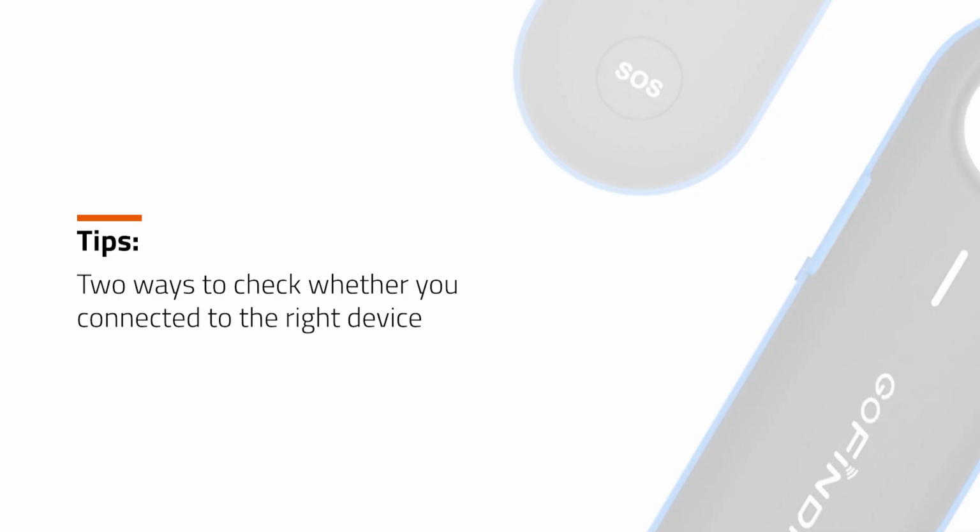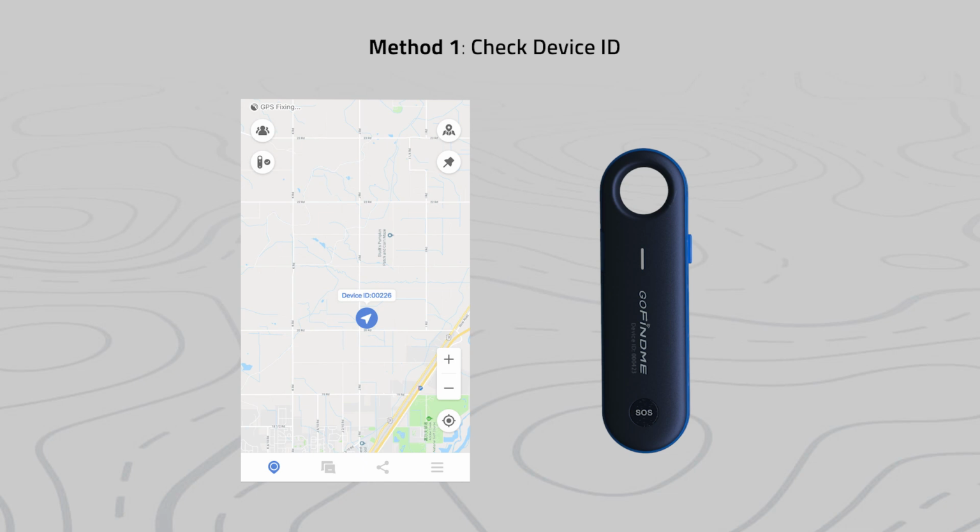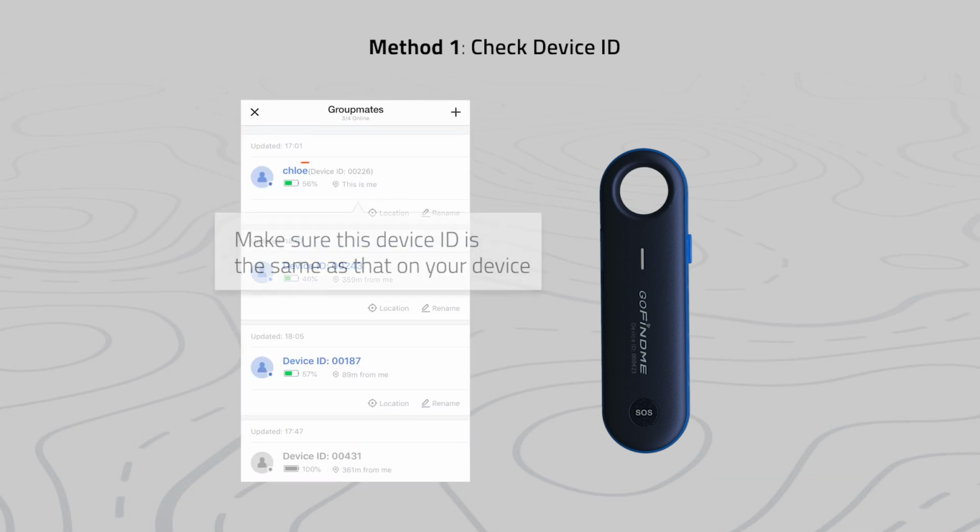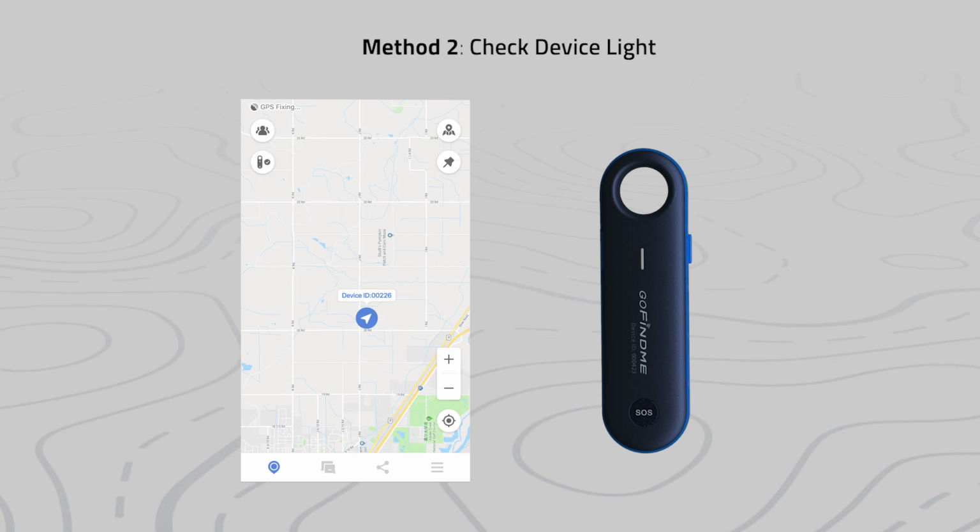Tips. There are 2 ways to check whether you connected to the right device or not. Method 1. Check device ID. Tap here. Make sure the device ID is the same as that on your device. Method 2. Check device light.